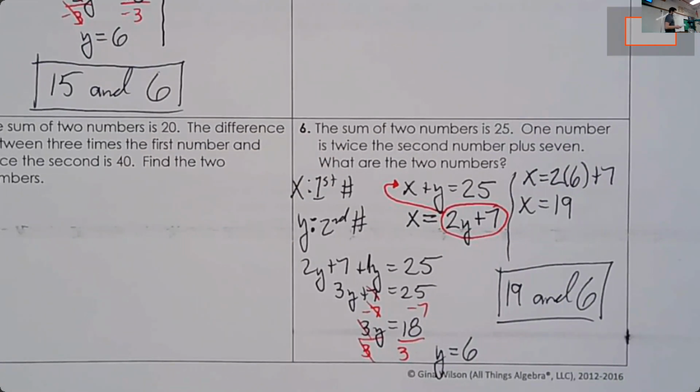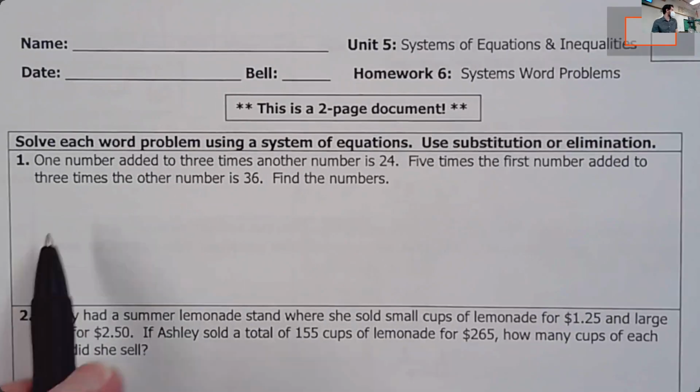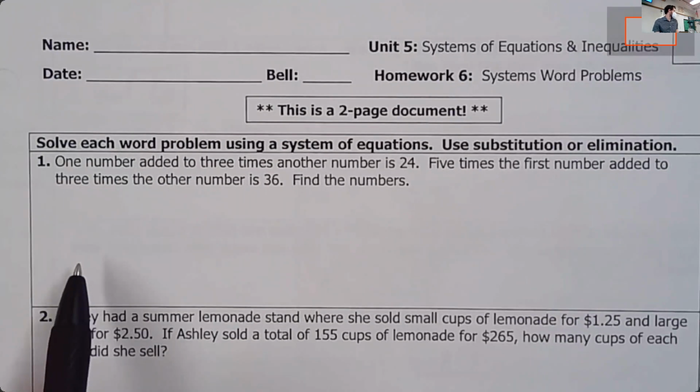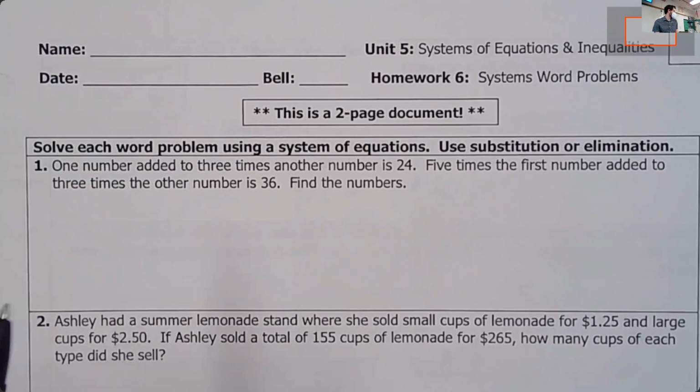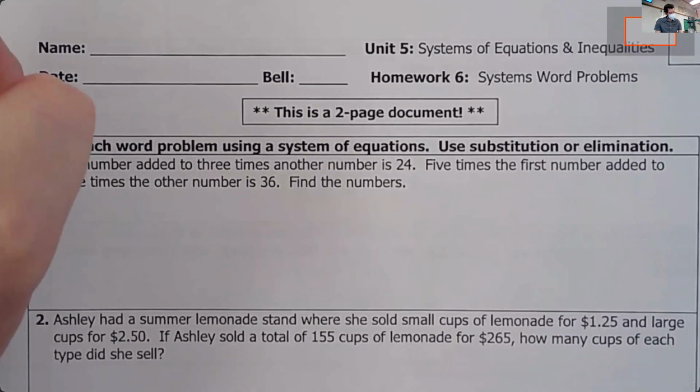So what we're going to do is pause for a second. I'm going to hand out your assignment. And for step 1, how did you write out the x and y like we did on the first 3 problems? Same way? The x is the first number, y is the second number? Okay, good. So x is the first number, and then y is the second number.